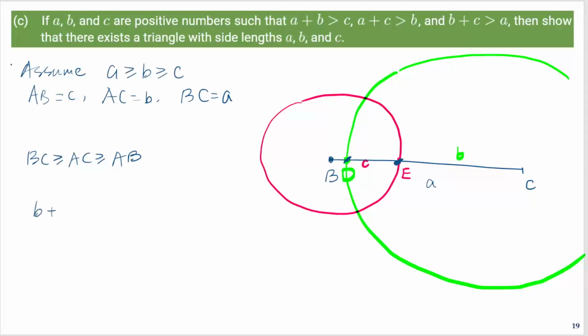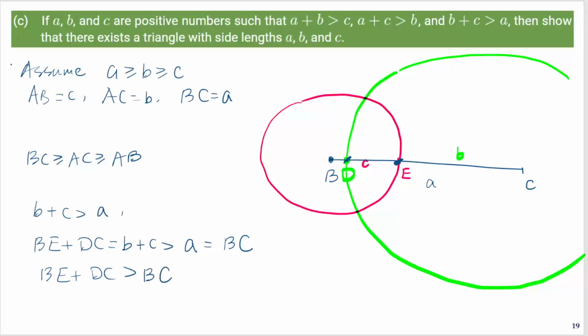Since B plus C is larger than A, we know that BE plus DC equals B plus C, which is greater than A, which equals BC, right? Since BE plus DC must be greater than BC, we know that D cannot be on EC. In other words, our two circles must meet, right? They could not be like this. In that case, they could not meet, right?